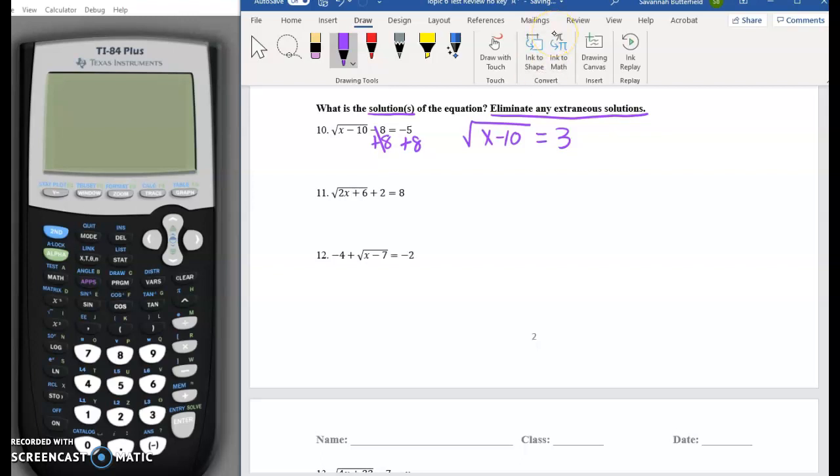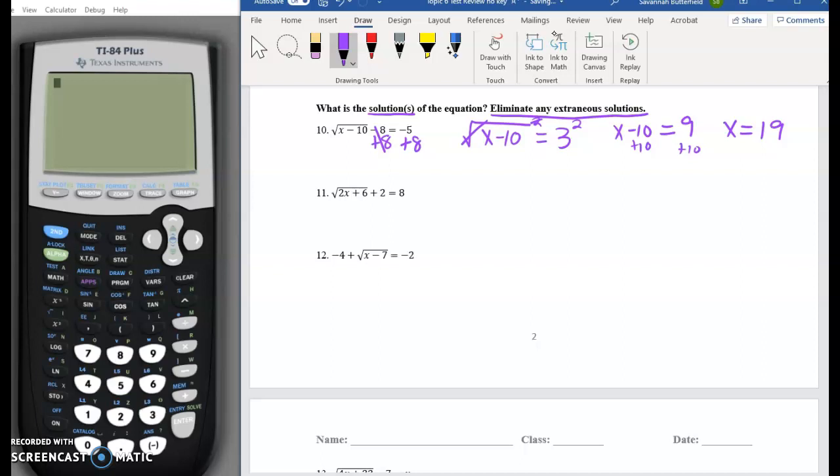Now that my radical is isolated, I can square both sides, and the square is going to cancel with the square root because those are opposites of each other. So I'm going to get x minus 10 is equal to 3 squared is 9. So then I'm going to add 10, and I get x is equal to 19.